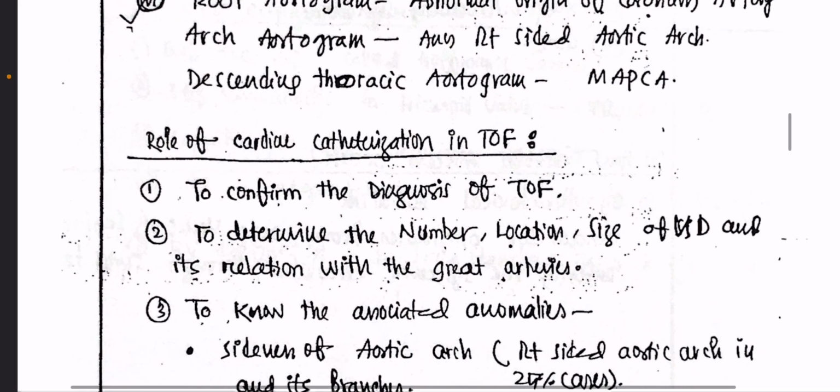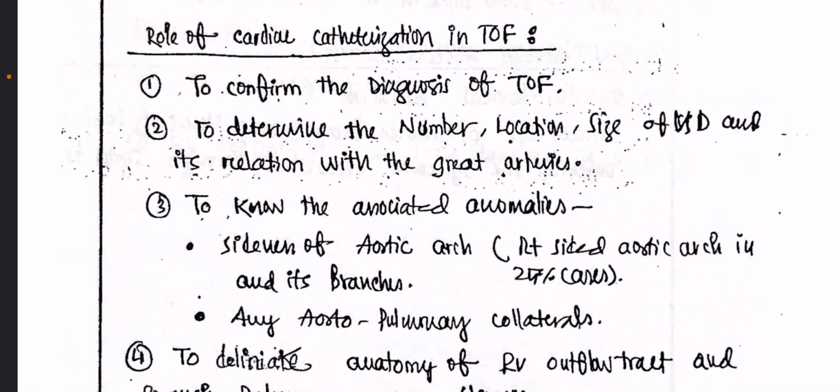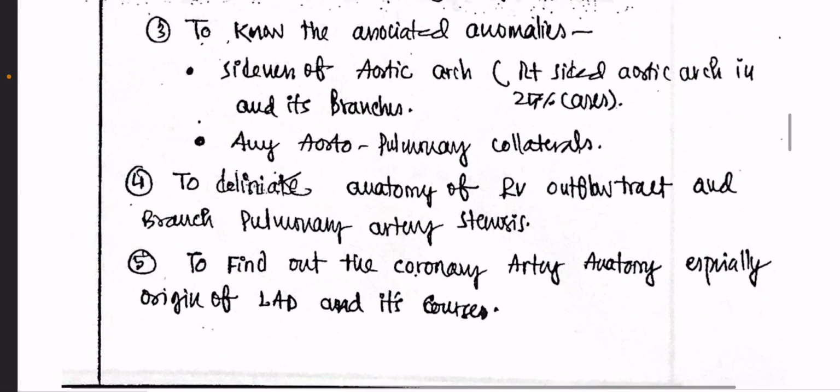Role of cardiac catheterization in TOF: to confirm the diagnosis of TOF, to determine the number, location and size of VSD and its relation with the great arteries, to know the associated anomalies such as sidedness of aortic arch and its branches. Right-sided aortic arch is present in 25% of cases. Any aortopulmonary collaterals. To delineate anatomy of RV outflow tract and branch pulmonary artery stenosis. To find out the coronary artery anatomy, especially origin of LAD and its course.